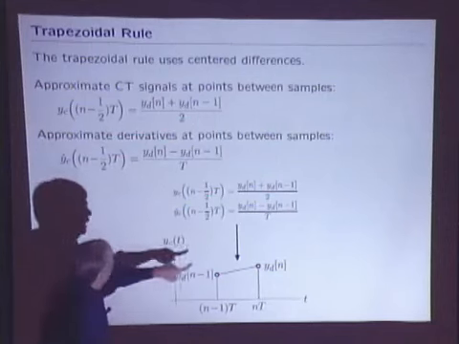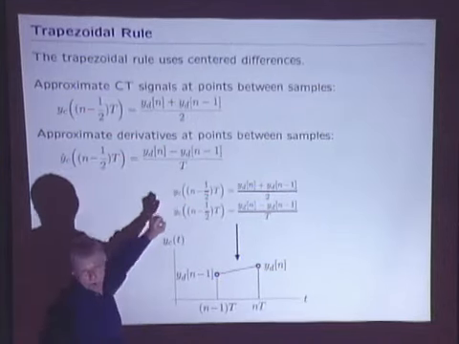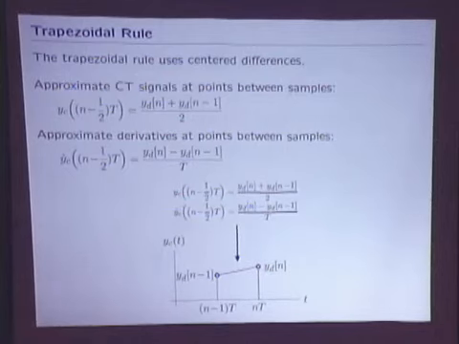The trapezoidal rule says, okay, let me approximate my DT output. Let me think about a sequence of samples in a DT output, y then. Let me force the differential equation to be true at every point between samples.